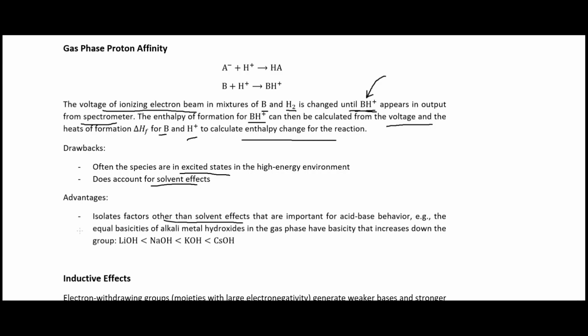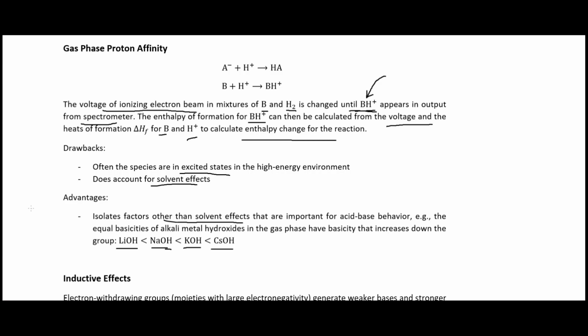So if we look at the alkali metal hydroxides in water, these have the same basicity, so they're the same base strength. But when we use this, we actually find that lithium hydroxide is a weaker base than sodium hydroxide, which is a weaker base than potassium hydroxide, which is a weaker base than cesium hydroxide. And so we can actually see that the innate or intrinsic basicity of these is different when we isolate it from the solvent conditions.